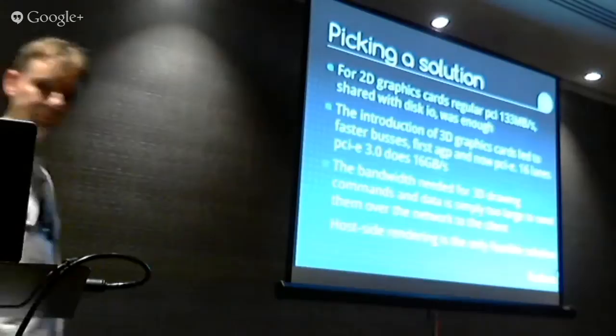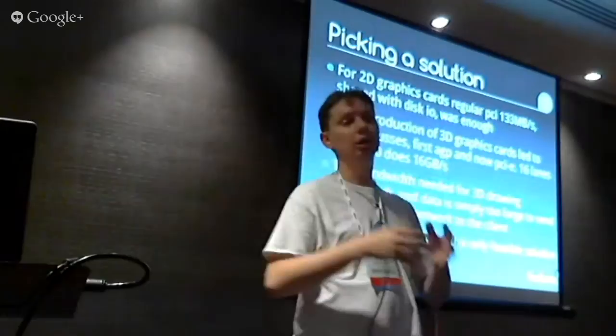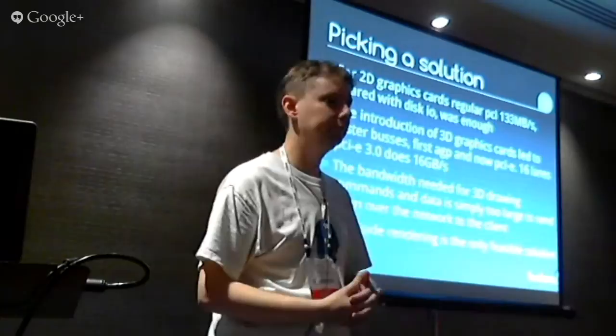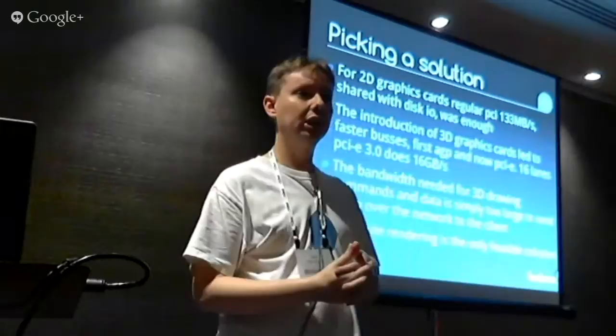Picking a solution. What I noticed when discussing this was that there are multiple issues with forwarding a 3D command stream. OpenGL is not picture perfect. You have readbacks from the rendered result in a lot of applications using OpenGL. Those readbacks will be very slow if you do rendering on the client. But one of the biggest issues probably is bandwidth. If you look at good old 2D graphics cards, back when we still had those in Windows 95, the PCI bus was good enough. We had 133 megabytes a second, which was even shared with disk I/O and network, if you had network back then, and it was fast enough.